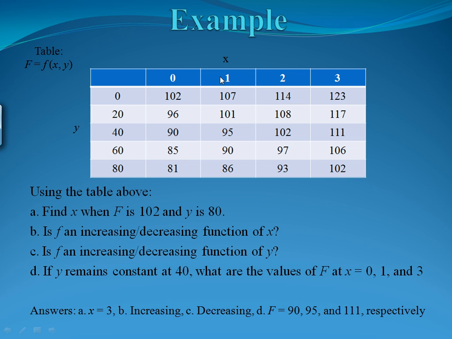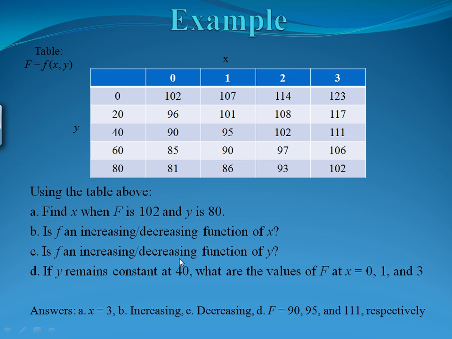Our x values are 0, 1, 2, and 3. Our y values are 0, 20, 40, 60, 80. We want to use this table to find the following things. A. Find little x when capital F is 102 and y is 80. Remember, capital F is our dependent variable, our function up here, which is represented by these middle values. B. Is F an increasing or decreasing function of x?